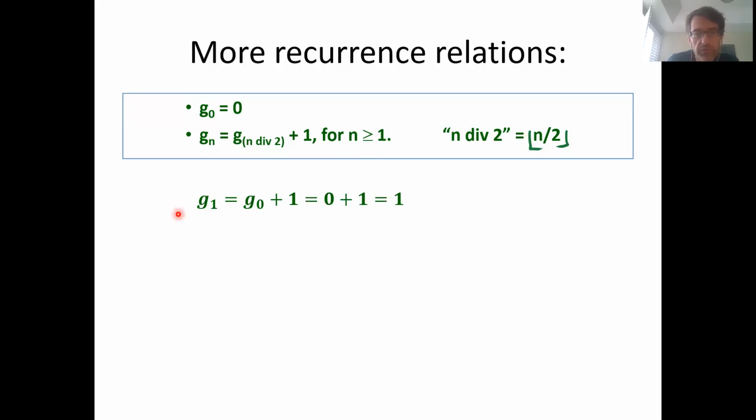So for n equal 1, G1 is G of 1 div 2. What's 1 div 2? That's 1/2, and the floor of 1/2 is 0. So this is G0 plus 1. Okay, let's do G2. G2 is G of 2 div 2. 2 divided by 2 floored is 1. So G2 is G1 plus 1. Okay, boom.